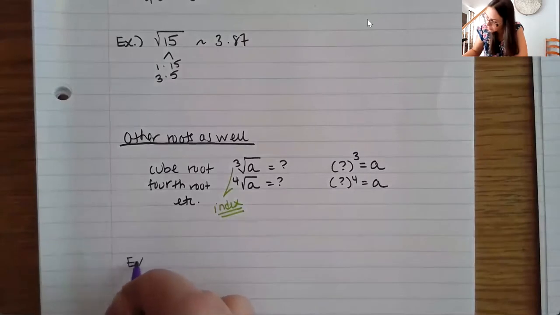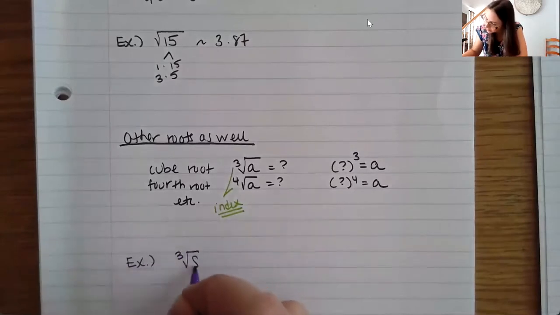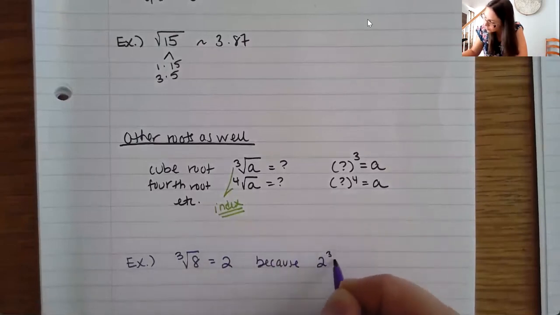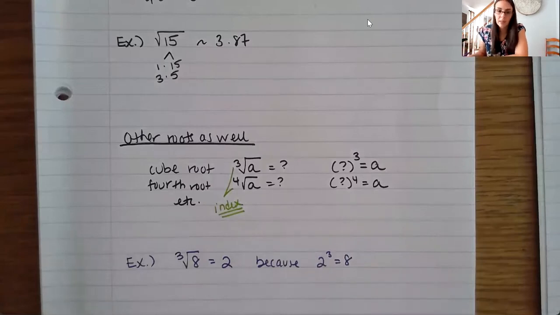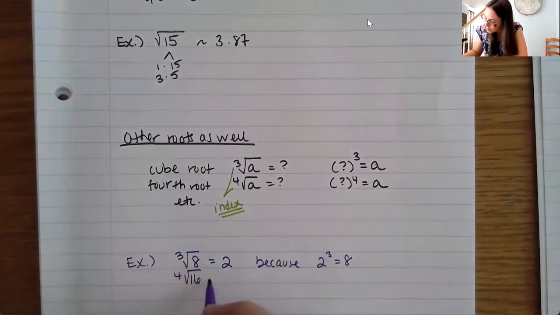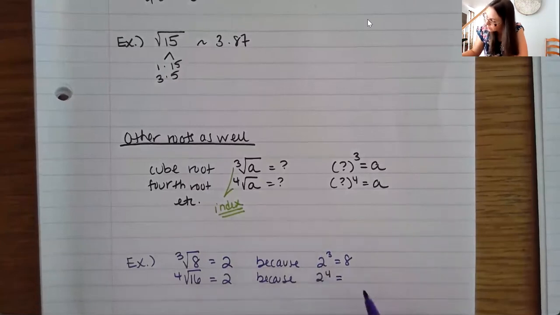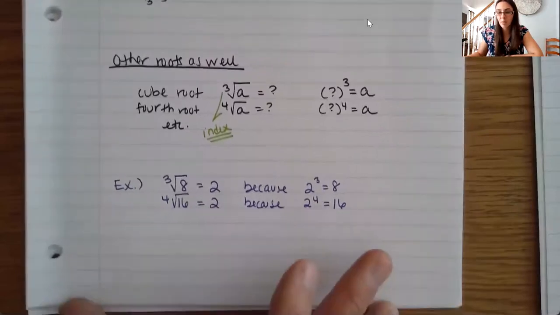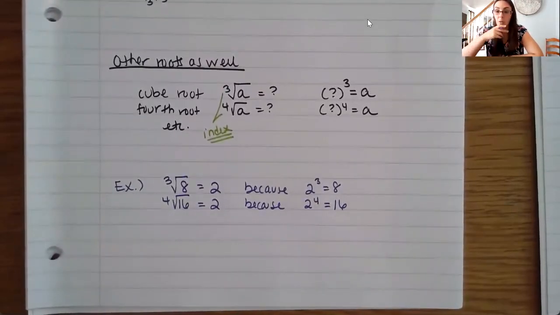So for example here, the cube root of 8 is 2 because 2 cubed equals 8. 2 times 2 is 4, times 2 again is 8. Or the fourth root of 16 is also 2 because 2 to the fourth is equal to 16. 2 times 2 times 2 times 2 will give you 16. So you're doing the same process as you would for square roots, but it is more challenging because cubes and fourths are a little bit harder to work with, since you're writing that number out 3 times or 4 times.